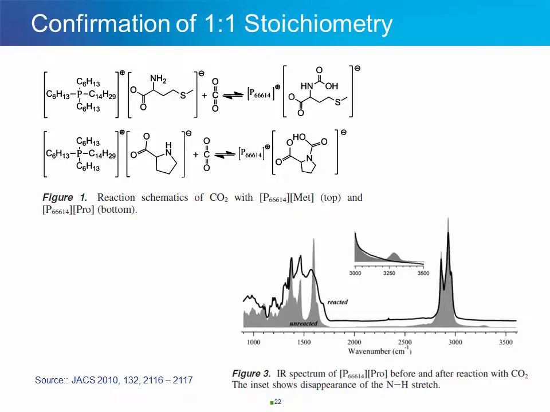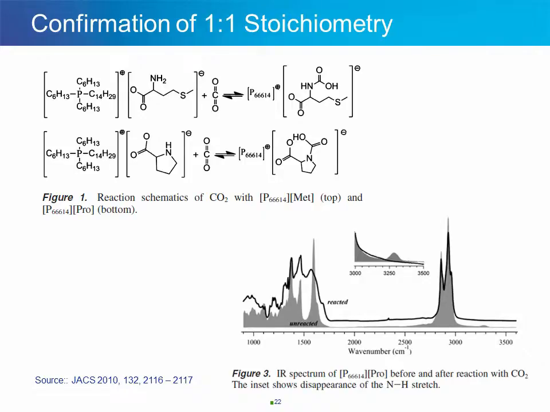The one-to-one stoichiometry of the reaction of CO2 shown in Figure 1 above has been confirmed by FTIR spectroscopy at 25 degrees C using a METTLER REACT-IR IC10 system. The FTIR spectrum of P66614 prolinate before and after the reaction with CO2 at 0.2 bar is shown below in Figure 3. There are three important features the researchers found in the spectrum.